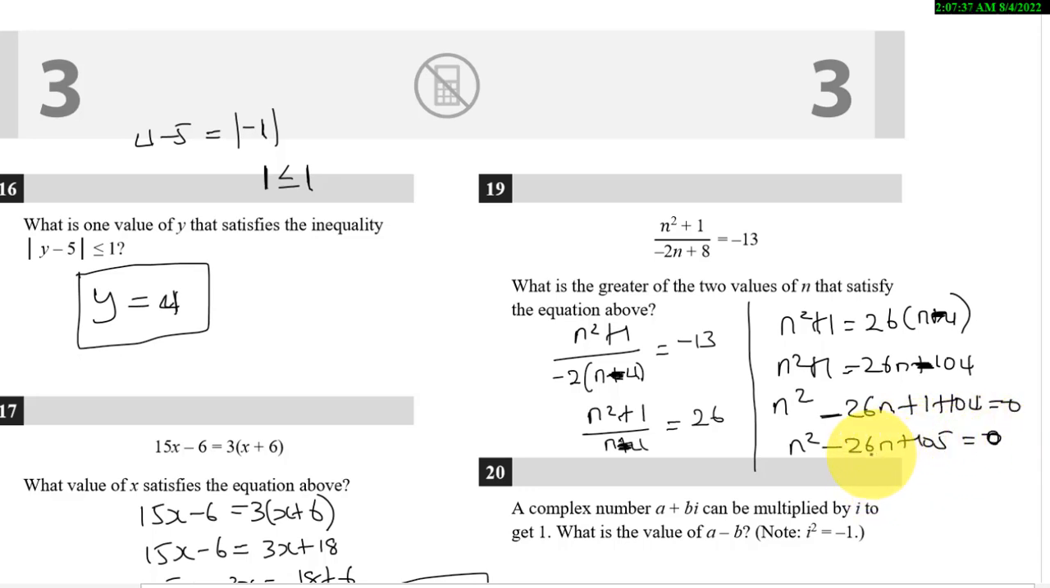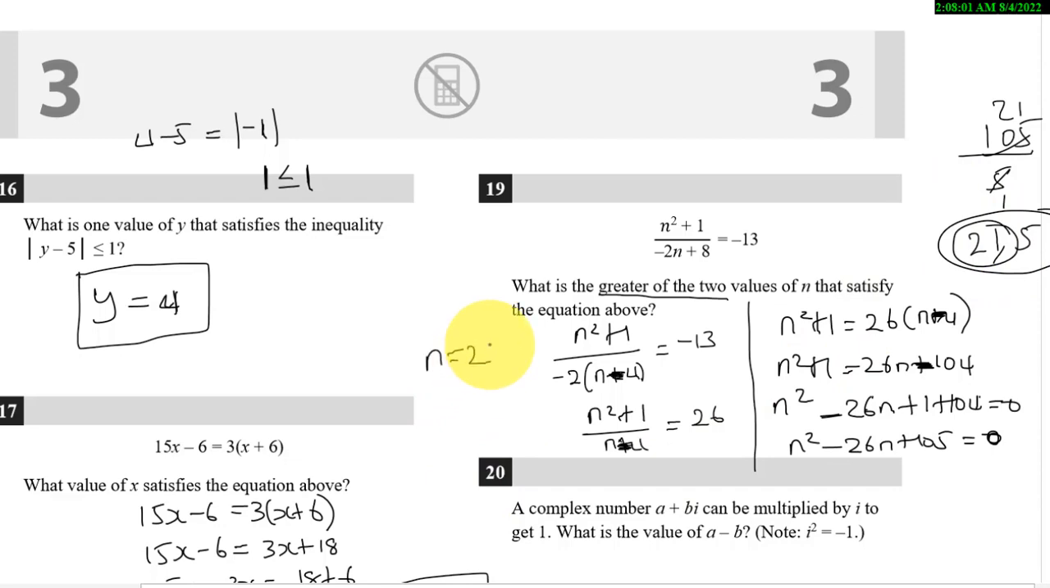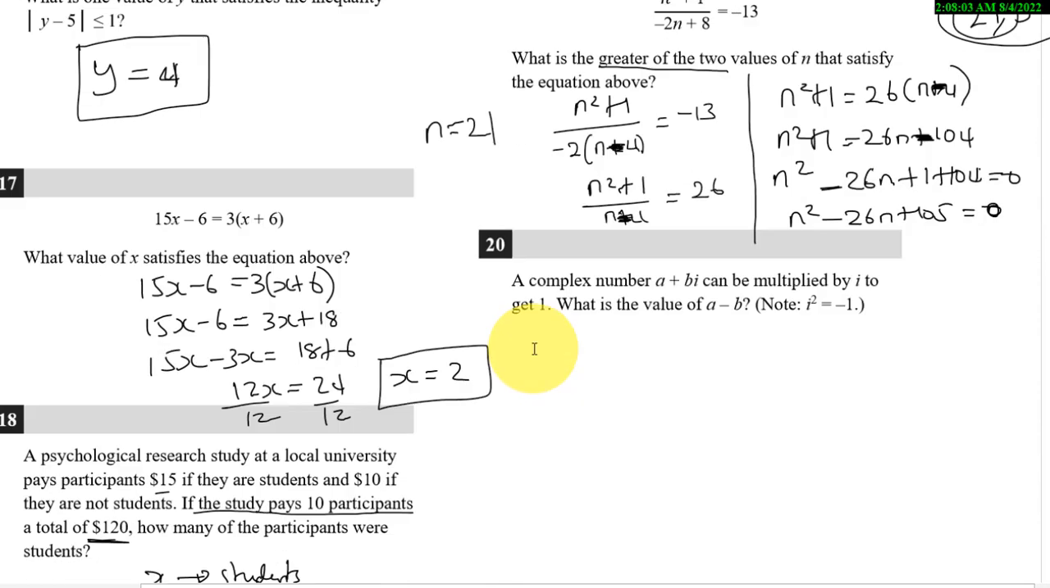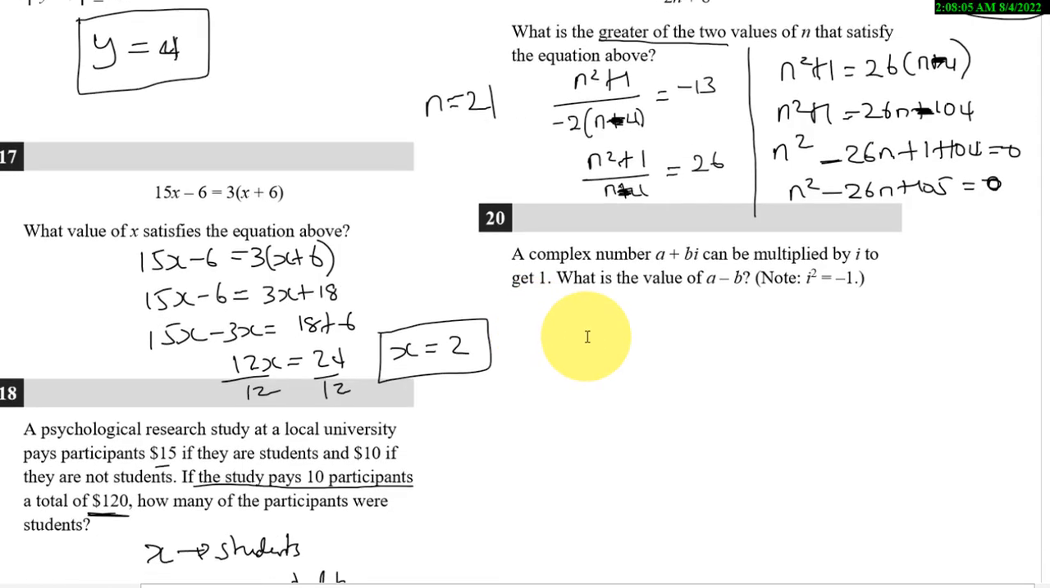So we need two values whose sum is negative 26 but the product is 105. When you divide 105 by 5, it leaves us with 21. So the two values are 21 and 5. When you look at these two values, we are looking for the greater of the two. The greater one is 21, so the answer is 21. The answer is 21.